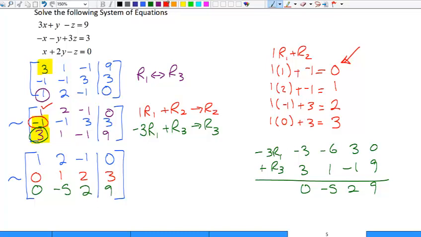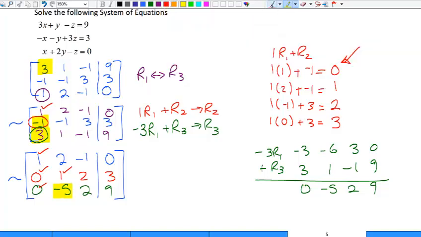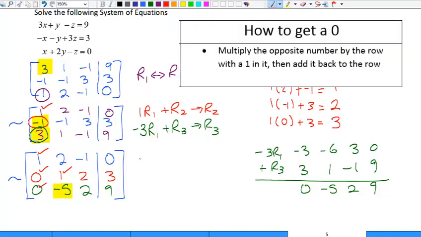Okay, let's do a little progress report here. Do I have the 1? Yes. Do I have 2 zeros below it? Check, check. Do I have a 1? Check. This accidentally happened for us. I didn't force that to happen, but it was already a 1, so I'm not going to do anything there. So the next thing I need is a 0 below that 1. So I need to use the rule for getting a 0. So in order to get a 0, I have to take the opposite of negative 5.